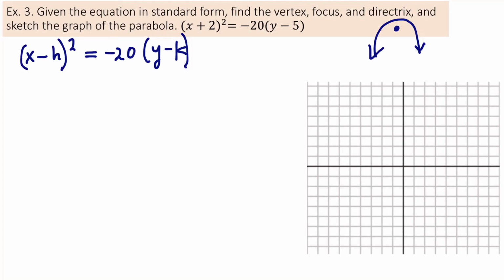All right, so let's get the vertex first. So the vertex, opposite sign, so opposite sign here and here. So it's going to be -2, 5. So I can put that on my graph. All right. Now I know that 4p is equal to 20.